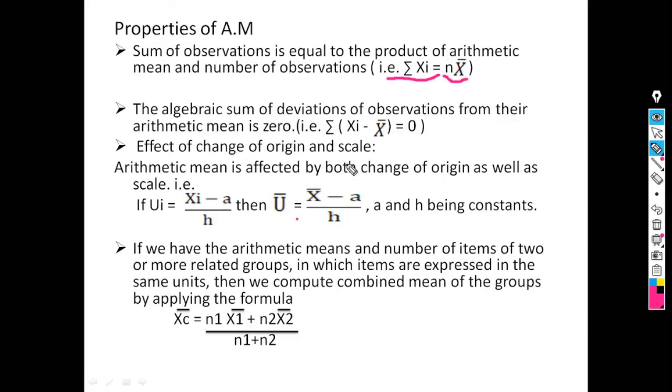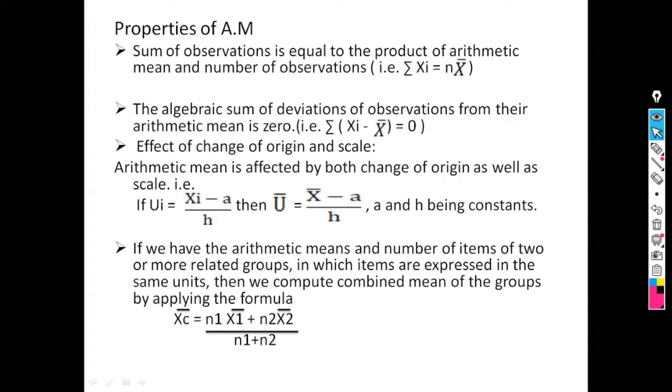Next, effect of change of origin and scale. That is, if ui is equal to xi minus a upon h, then u bar is equal to x bar minus a upon h. And last property of arithmetic mean is calculation of arithmetic mean for combined group. It is denoted by xc bar, and its formula is xc bar is equal to n1 x1 bar plus n2 x2 bar divided by n1 plus n2, where n1 is sample size of first group, n2 is sample size of second group, x1 bar is arithmetic mean of first group, and x2 bar is arithmetic mean of second group.